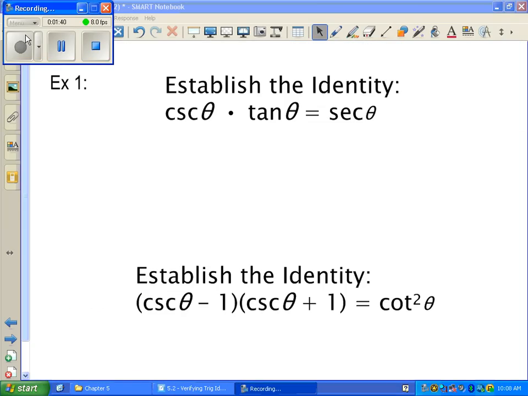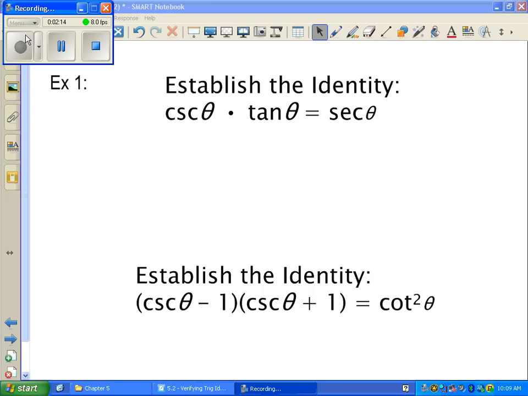Let's jump right in and try to work on establishing this identity. One more thing that you need to consider when you're verifying an identity: right now you cannot assume that those two sides are equal. So you can't add 1 to both sides or divide both sides by tangent, or whatever you're thinking about those normal kind of algebraic things. You're going to start with one side of the equation and work with that. You're not going to be working with both sides.